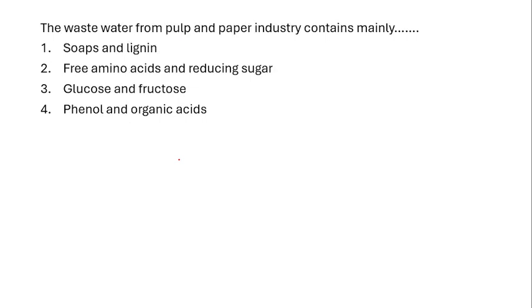Next is, wastewater from the pulp and paper industry contains mainly. It can contain many things. What is mainly present in the pulp and paper industry is soaps and lignin.